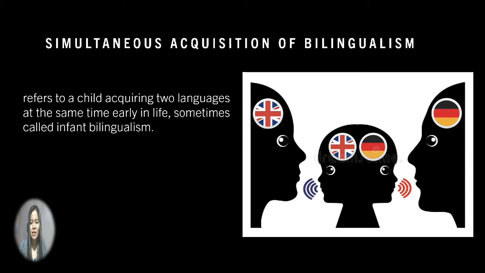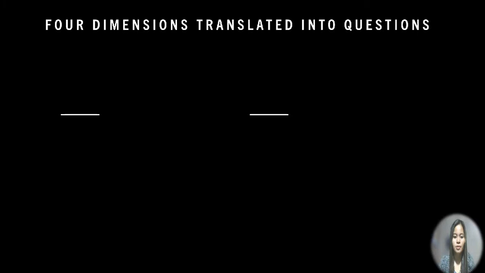When we say simultaneous, it refers to a child acquiring two languages at the same time early in life, sometimes called infant bilingualism. An example is where one parent speaks one language to the child and the other parent speaks a different language, then the child may learn both languages simultaneously. There are four basic dimensions along which the simultaneous acquisition of bilingualism in childhood varies. These four dimensions translate into four questions.